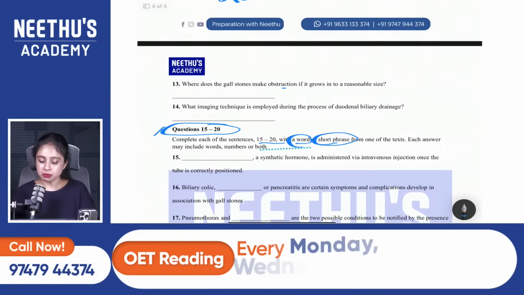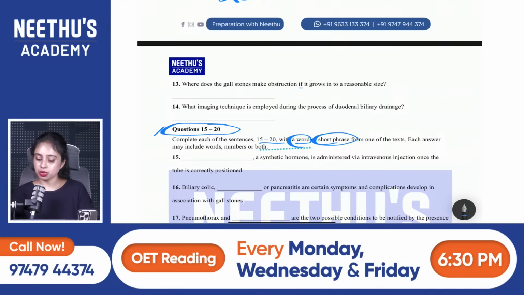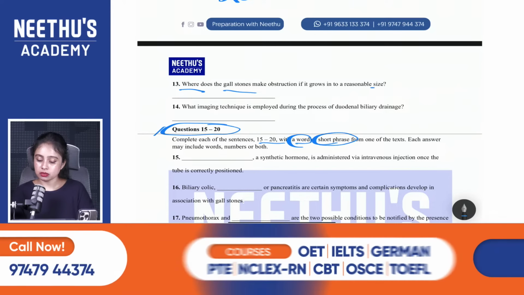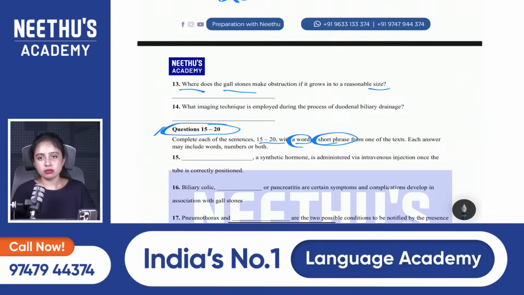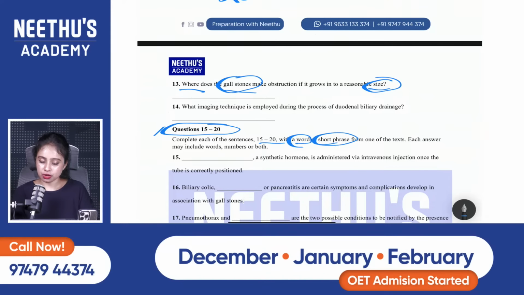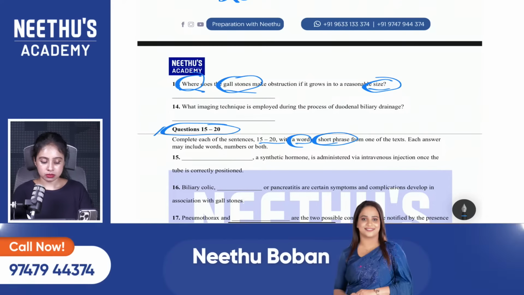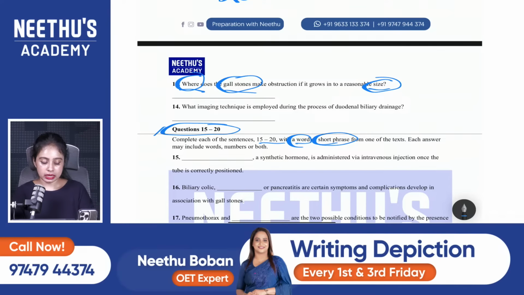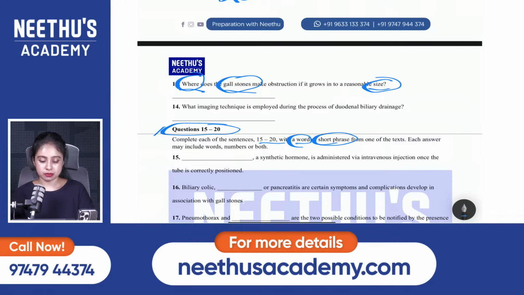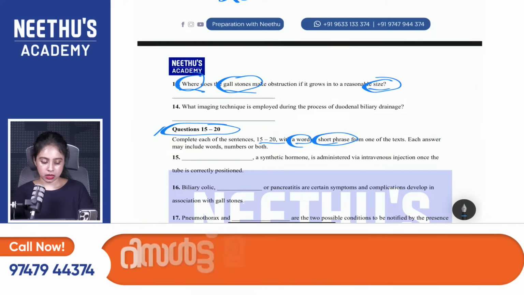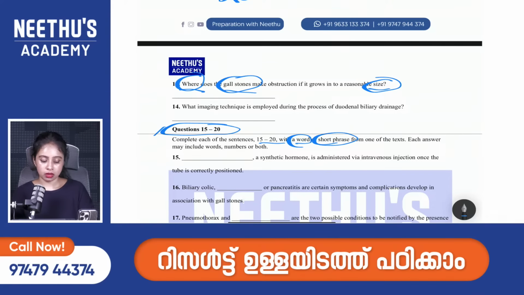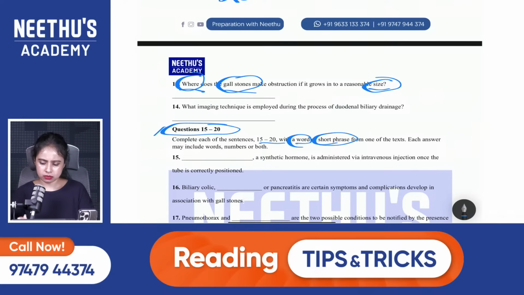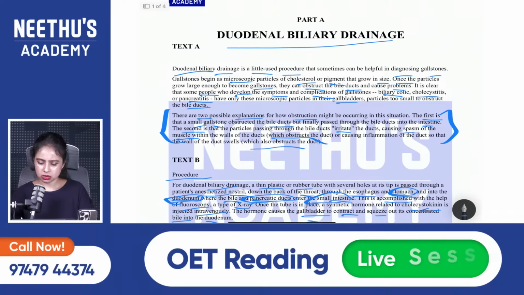Where do gallstones cause obstruction if they grow to a reasonable size? So, where, then gallstones, then size. Where is it mentioned? Size, gallstones, where? Yes, Anuja, very good, dear. It's 26. Yes, Sharanya, 26. And the 13th one is? Yes, Sudha, 26. Very good. So, what about the 13th one? Yes, Shubhajit, 26. Very good, Adira. Right answer. For the 13th one, I think the answer is from A. I don't know, but I've seen those words there.